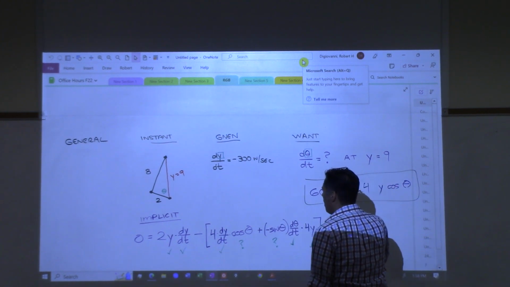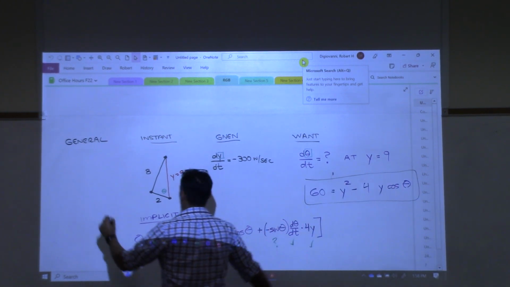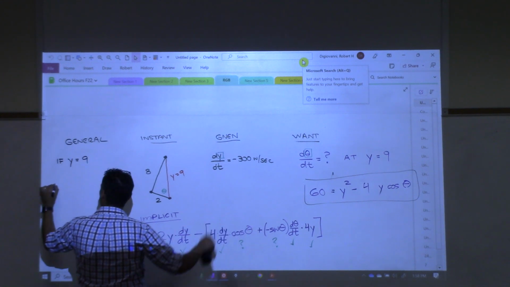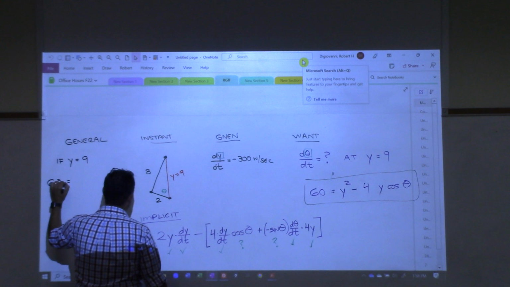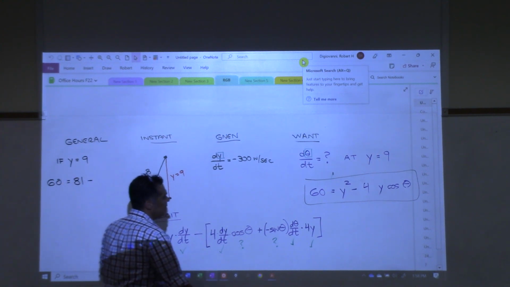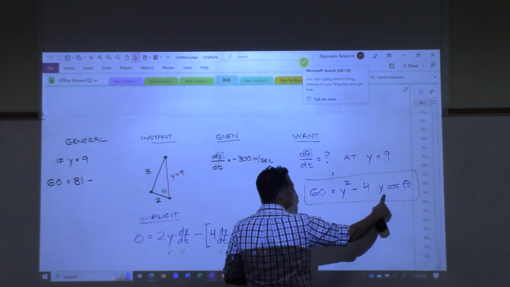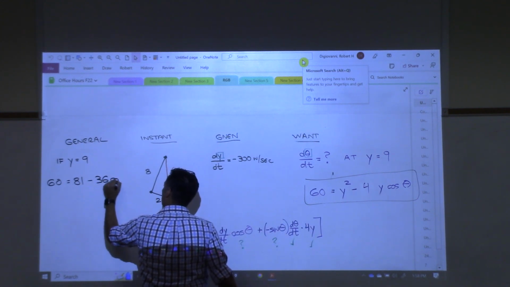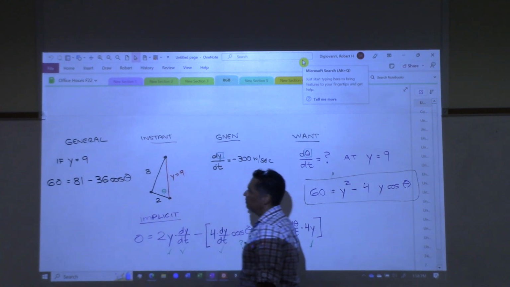And we know that y is what? 9. So if y is 9, then that equation becomes 60 equals 9 squared, 81, minus, what's 4 times 9? 36 cosine theta, right?